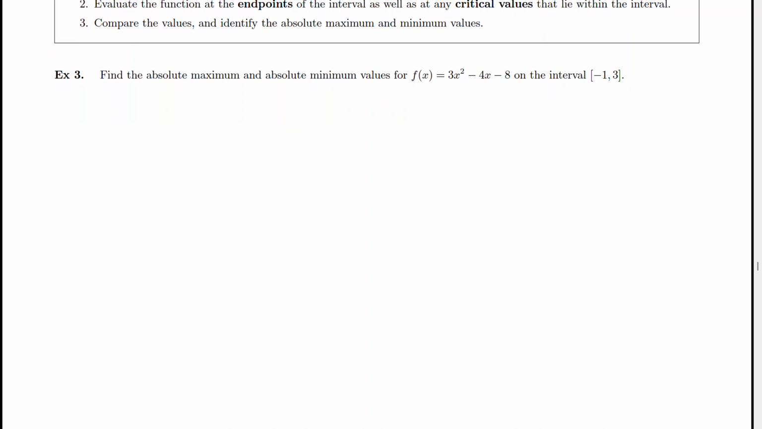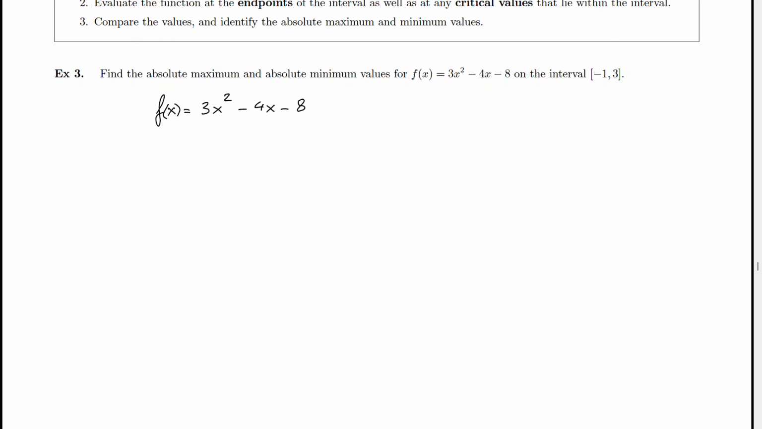So starting with example number 3, it says find the absolute maximum and absolute minimum for the function f of x equals 3x squared minus 4x minus 8 on the interval from -1 to 3. So let's begin by first writing down the function's name. Always do this so you can always recall what function you're working with. In this case, I'm working with this function f of x. And as soon as you do that, from now on, the first step in every problem is pretty much going to be to find the derivative. So what's the derivative of 3x squared?